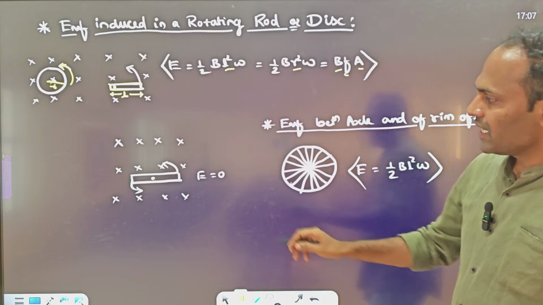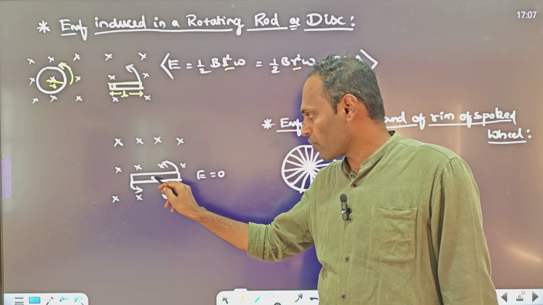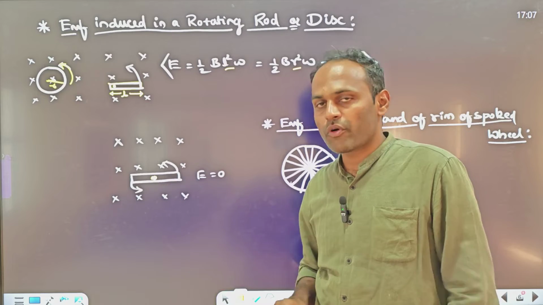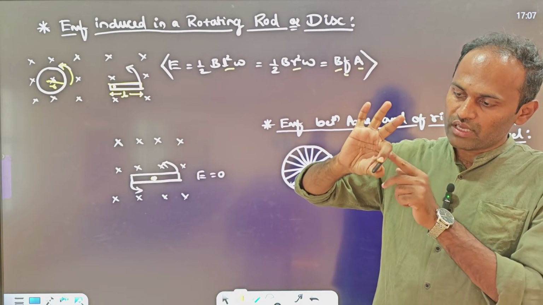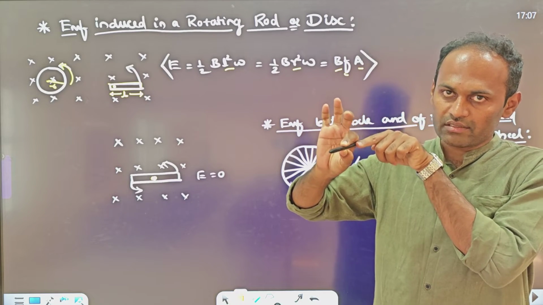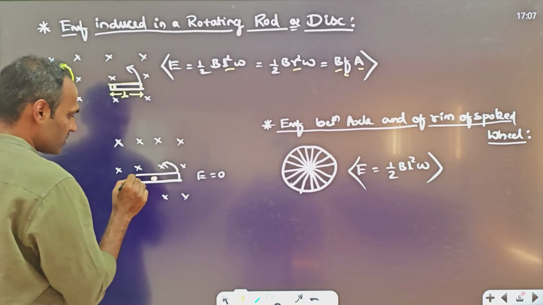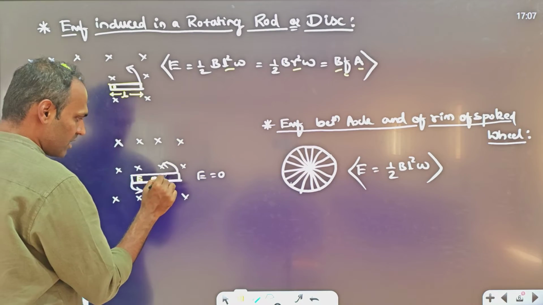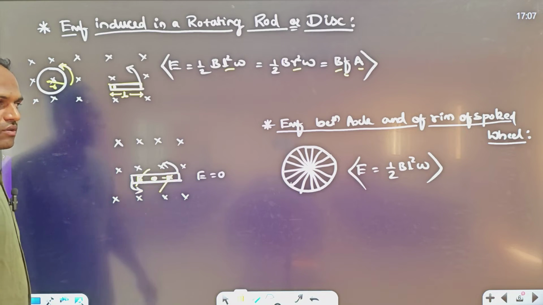Next, if the rod is rotating in the magnetic field in such a way that its axis of rotation is at the center of the rod, the midpoint of the rod, that means the axis of rotation is here, and it is rotating like this. Suppose it rotates like this. Axis is at the center and it is rotating like this. In this case, EMF induced in this rod will be 0, because the EMF induced on this side and the EMF on the other side are opposite, they cancel, and EMF becomes 0.